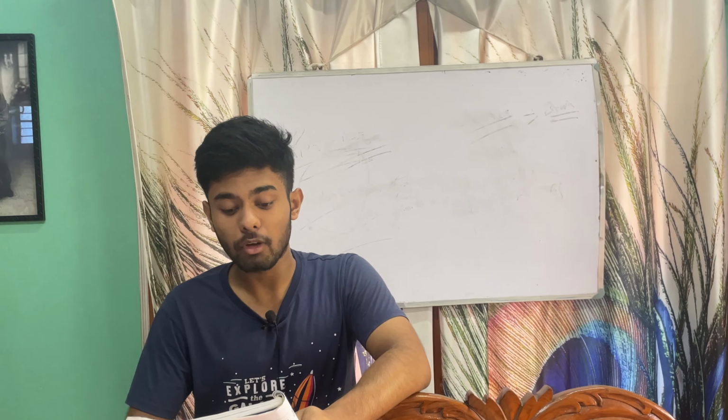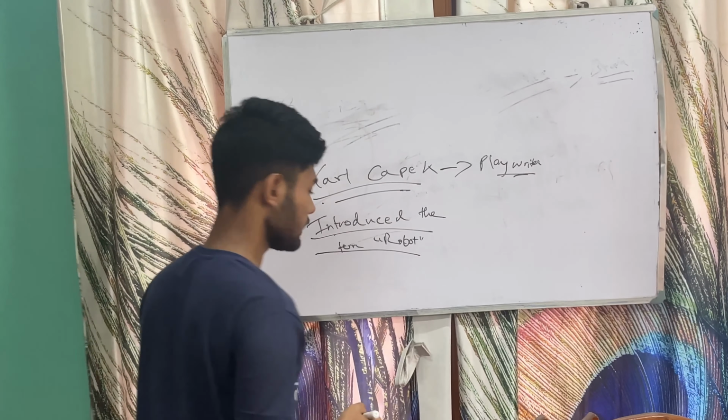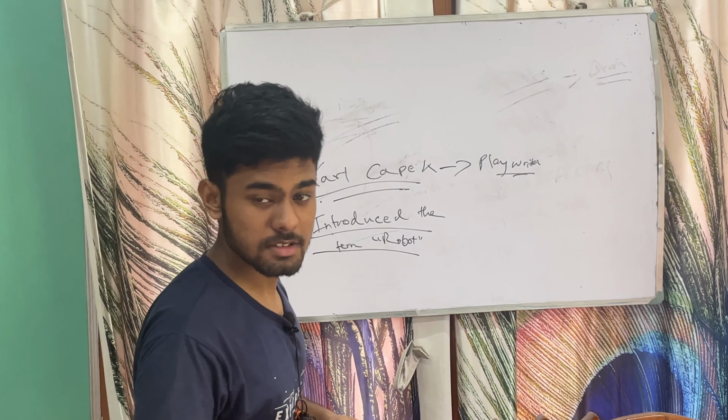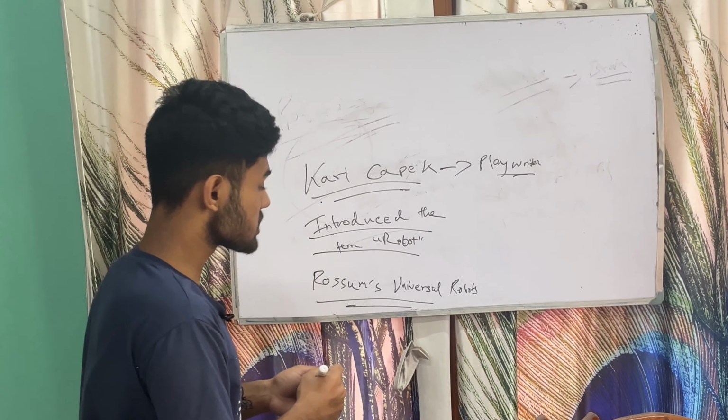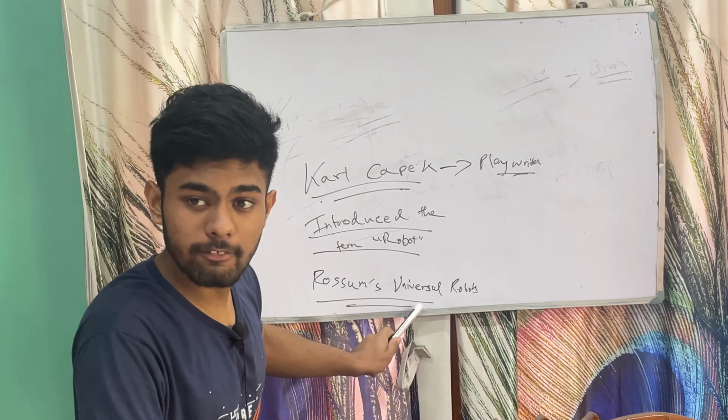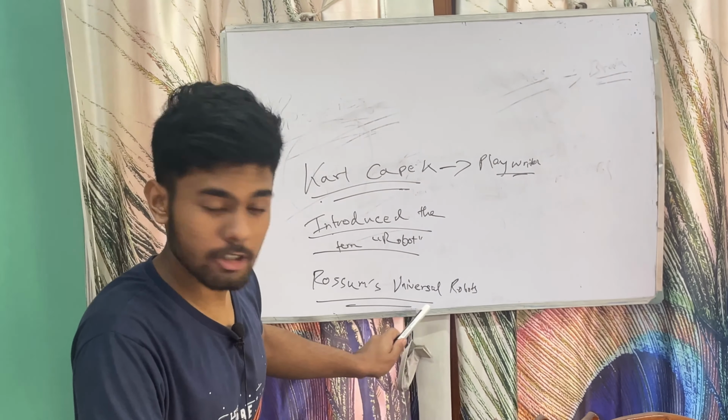Karl Kapek introduced the term robot. He was a playwright, and in his play called Rossum's Universal Robots, abbreviated RUR, he introduced the term robot. So in this play he introduced the term robot.